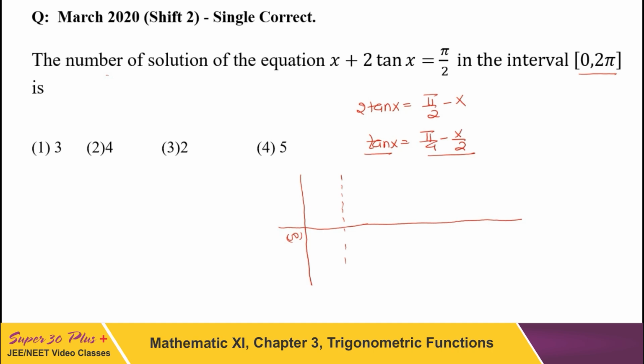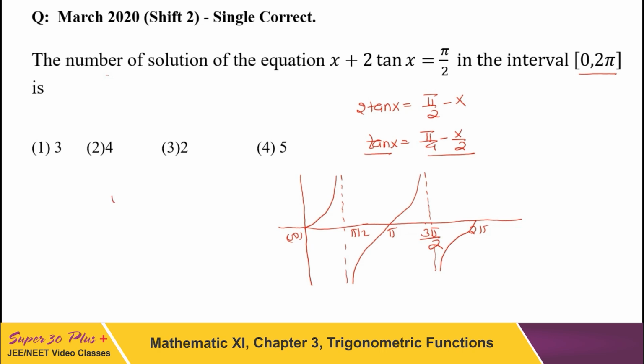and it is the line of pi by 2, and at pi by 2 tan x is undefined. This is the graph of tan x in 0 to pi by 2. Again, here is the point 3 pi by 2, and here is the point 2 pi. Tan x is again not defined at the point 3 pi by 2. The graph of tan x is like this, and this is the point of pi. From 3 pi by 2 to 2 pi, the graph will be like this. Now we have to draw the line pi by 4 minus x by 2.